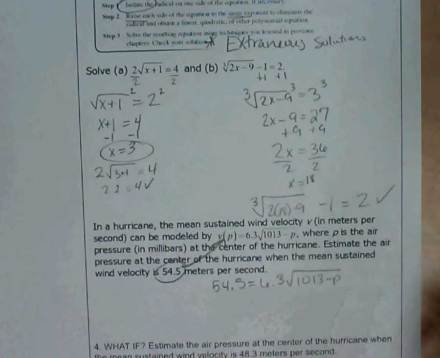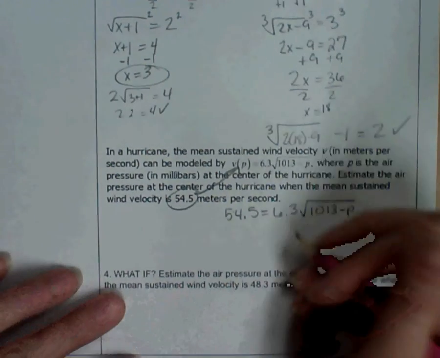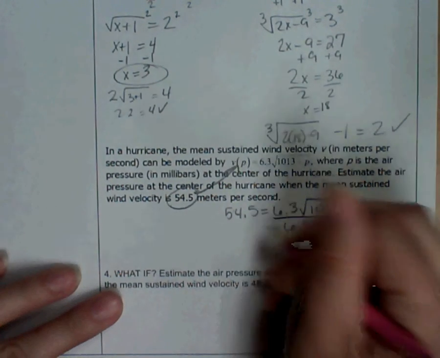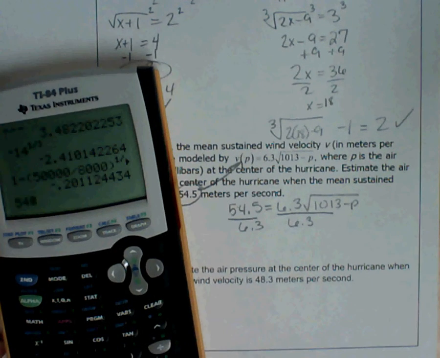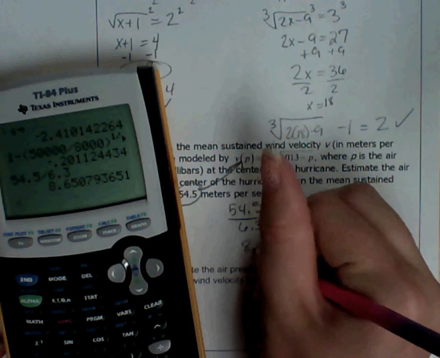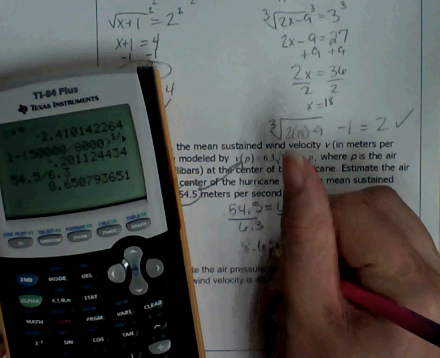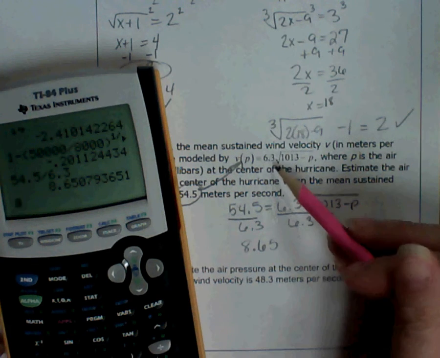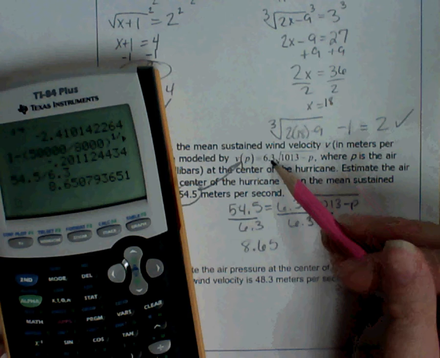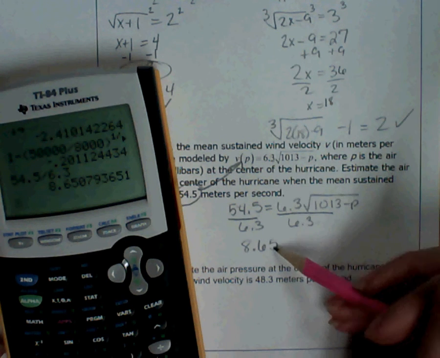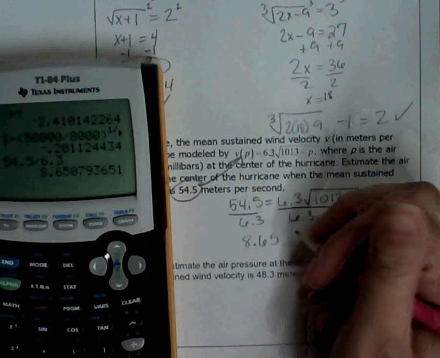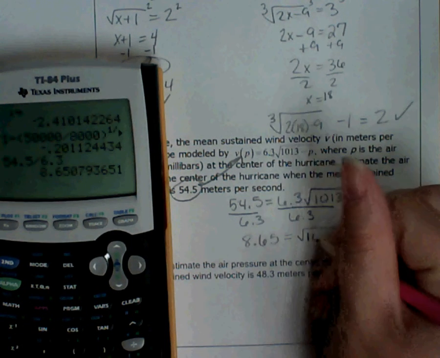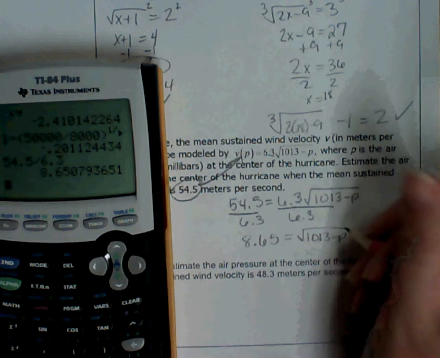1013 minus P. So I'm going to divide both sides by 6.3 because I'm getting my radical by itself. And I get about 8.65. In my question, they're only going to one decimal place, so whenever I'm working, I'm going to go to 2 decimal places so I can round later to 1 decimal place. So 8.65 is equal to the square root of 1013 minus P. Then I need to square both sides.